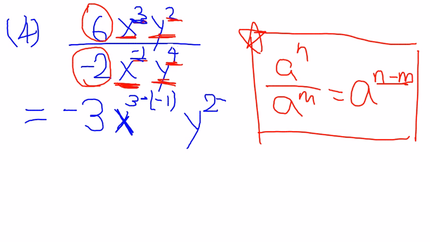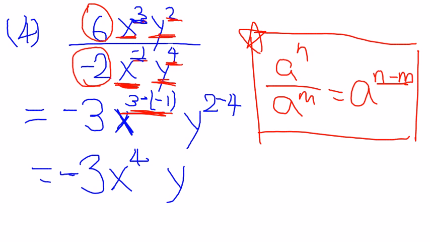Again, I believe you know how to simplify that, because now it becomes -3 times x to the exponent 4, because 4 is the subtraction 3 minus -1 here. And then for the y term, 2 minus 4 as the exponent becomes -2 here.